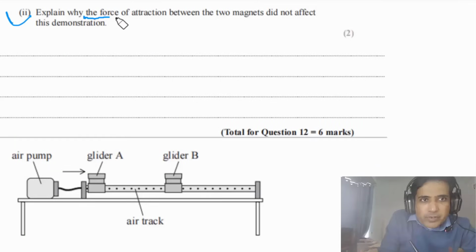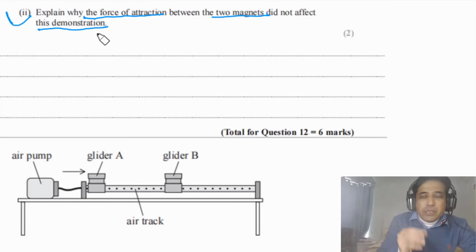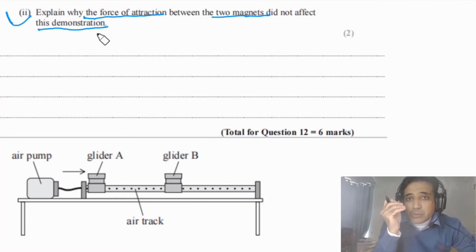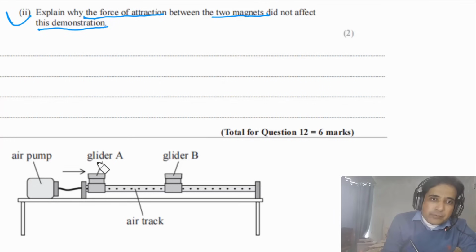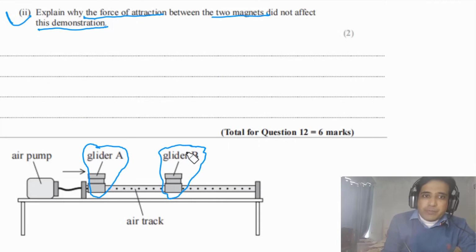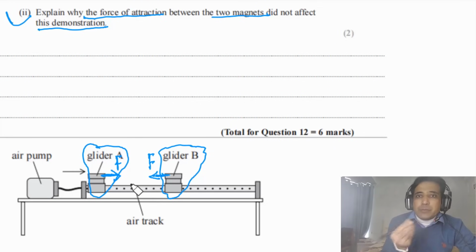The second part says explain why the force of attraction between the two magnets did not affect this demonstration. This question is just based on defining the system. In this case, we have defined our system to consist of glider A and glider B. Now, if we draw the forces on these two gliders, the force on glider A will be to the right because this is an attractive force, and the force on glider B will be to the left. These two forces have the same magnitude.